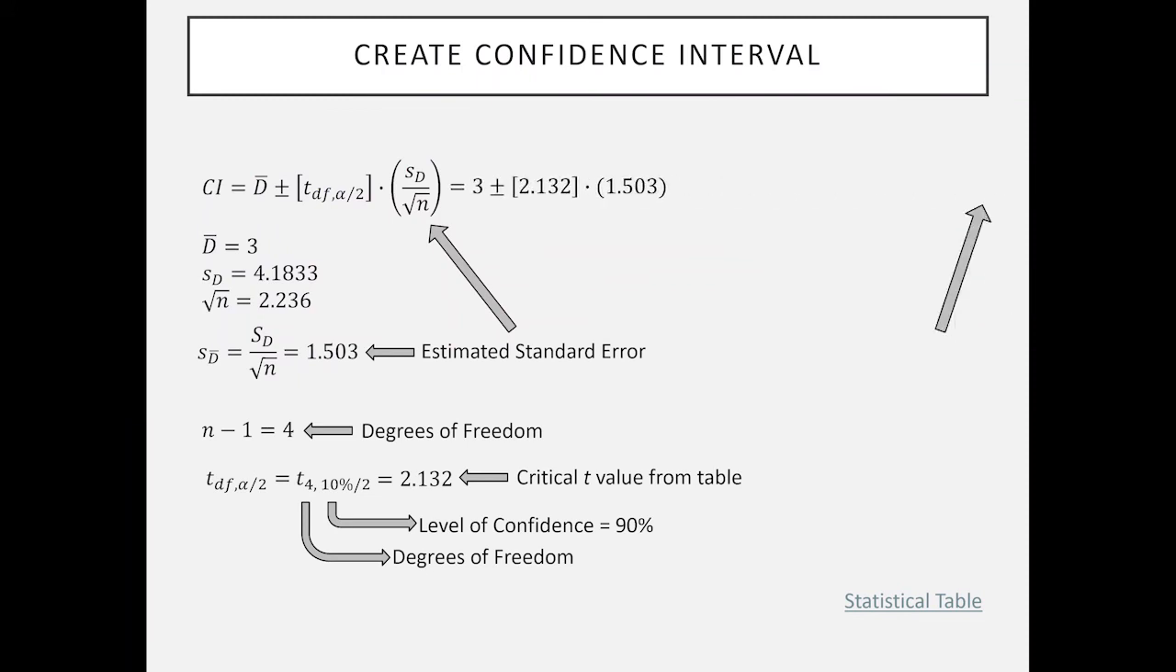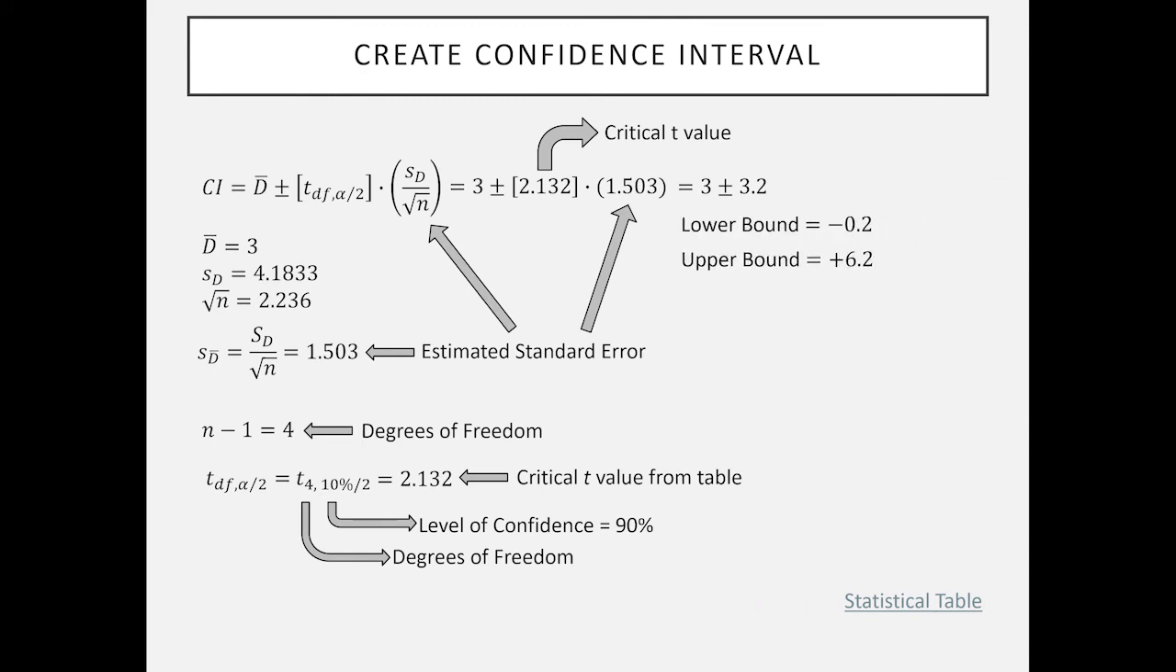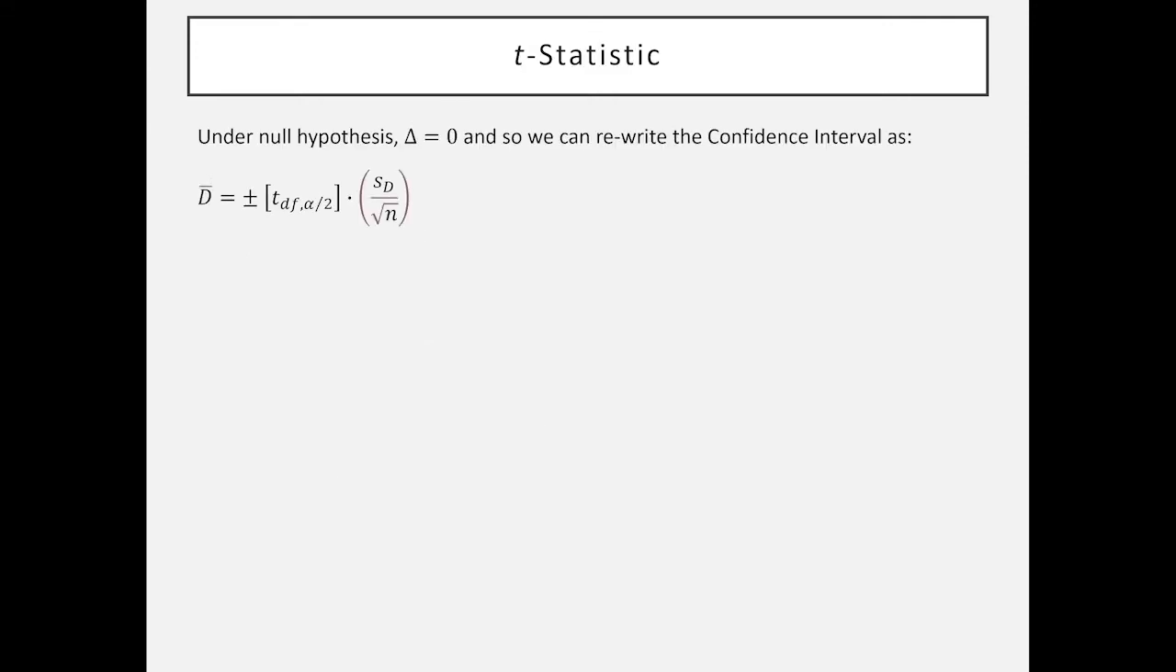That replaces our Z, so now we can say the mean is 3 plus or minus the margin of error, which is t times the estimated standard error. Rounding, we get 3 plus or minus 3.2. That means the upper bound is 6.2 and the lower bound is minus 0.2. At a 90% level, we'd have to accept the null hypothesis because 0, in effect, could be inside our estimate. Since the confidence interval goes from minus 0.2 to plus 6.2, 0 is inside, so at the 90% level the null hypothesis is accepted.